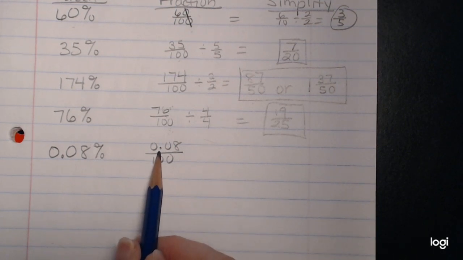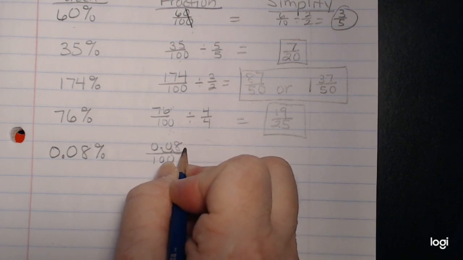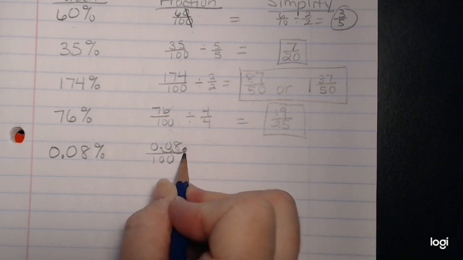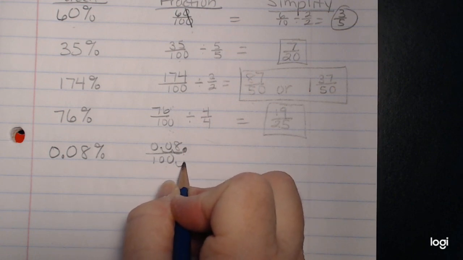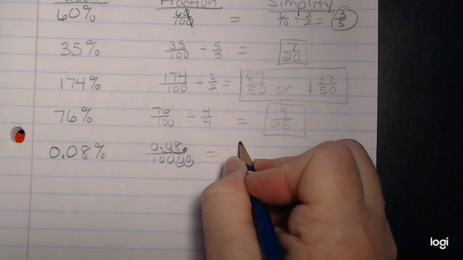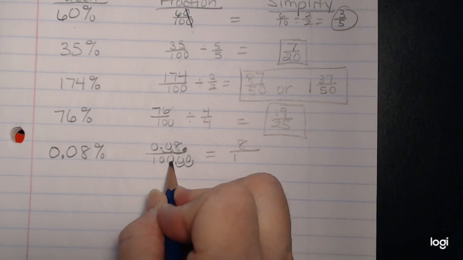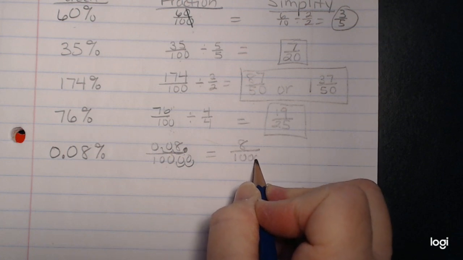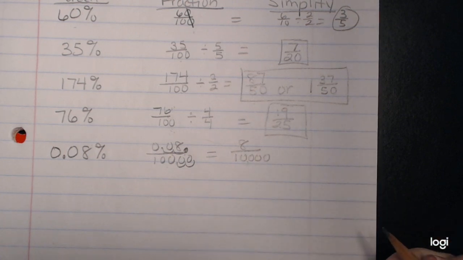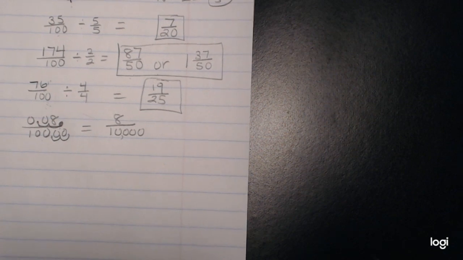So we're going to get rid of this decimal on top, and in order to get rid of it, we're going to move it 2 times. Whatever I do on the top, I need to do on the bottom, which means I'm going to have to add 2 zeros. So now I have a new fraction of 8 over 10,000. Now, of course, we're going to have to simplify that.